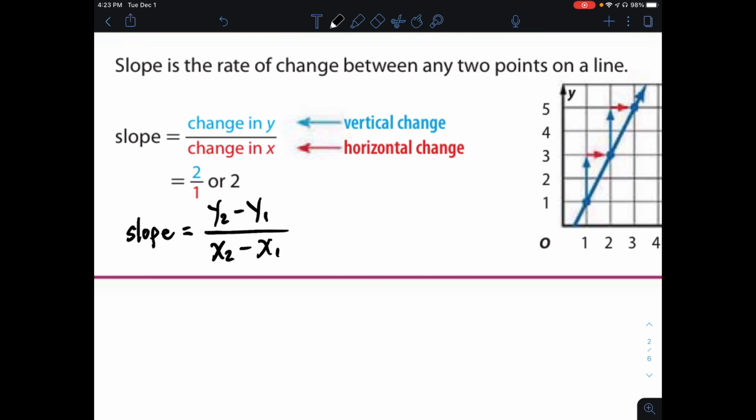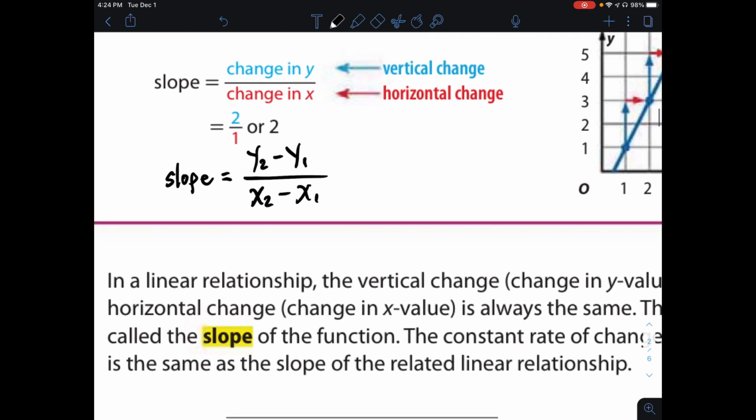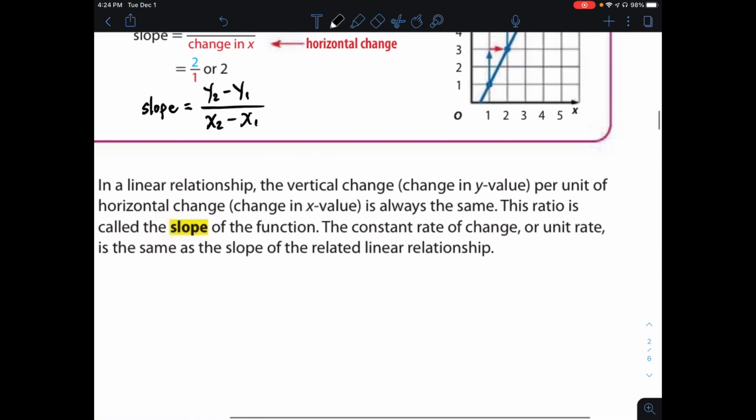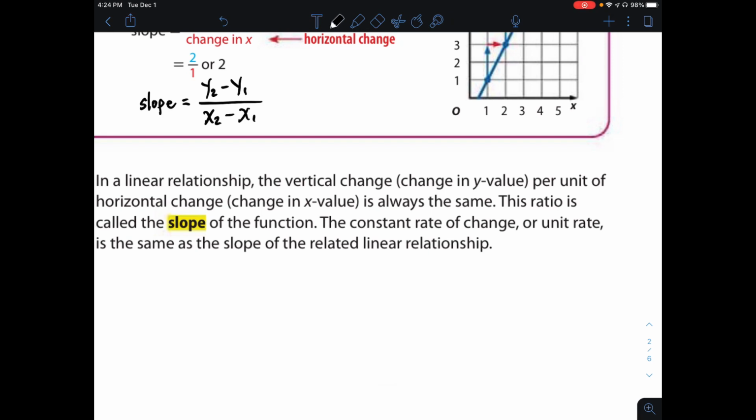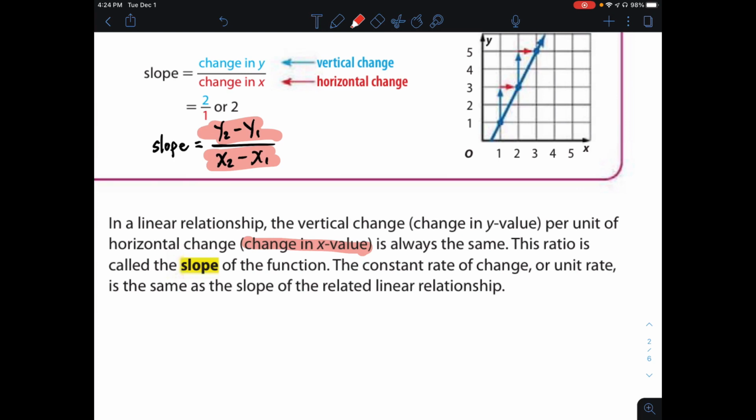So in a linear relationship, the vertical change, or change in y value, which is the same as y2 minus y1, per unit of horizontal change, which is the x value, which is the same as x2 minus x1, is always the same. Meaning to say, the slope of a line will always be the same. It doesn't really matter where you get those 2 points from. The slope of a line will never change.